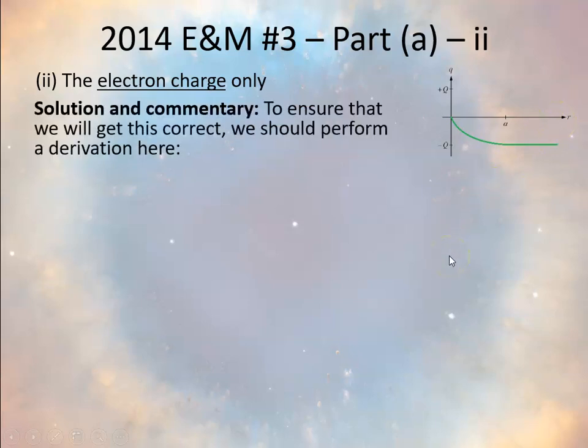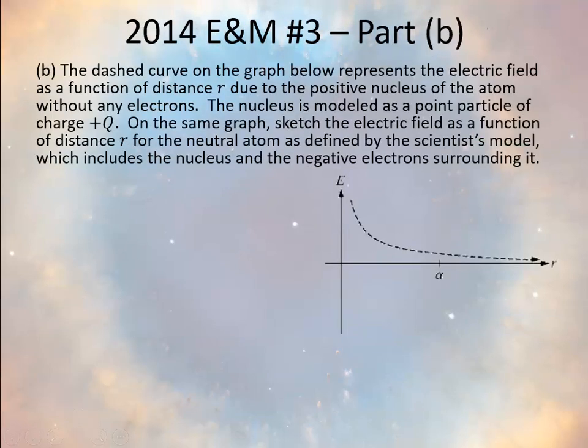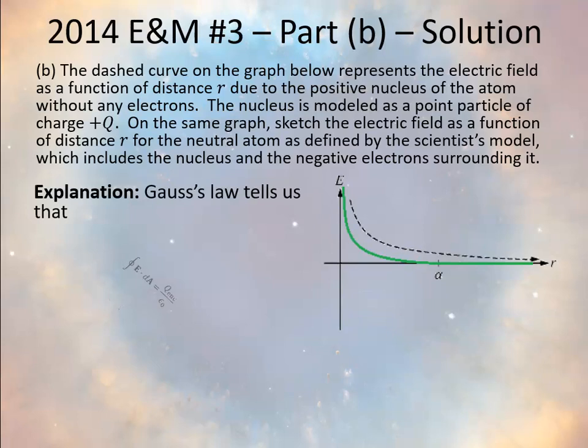Now, what about for part B? In part B, they're giving a dashed curve representing the electric field as a function of r for just the positive nucleus of the atom without any electrons. So what they're asking us to do is sketch the electric field as a function of r for the neutral atom as defined by the scientist's model, which includes the nucleus and the negative electrons surrounding it. So just thinking back to Gauss's law, we have that the closed integral of E vector dot dA vector is the enclosed charge over epsilon naught.